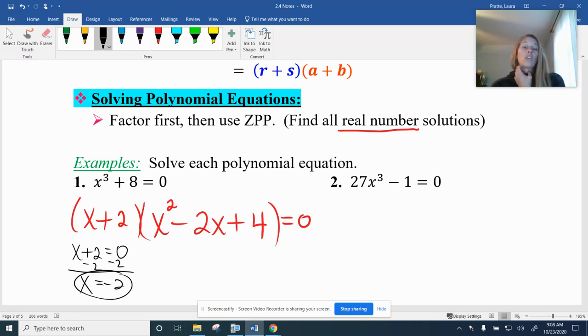Well, now you have this trinomial here. It's not factorable because there's no numbers that multiply to get 4 and add up to 2. But how do we know there's not 2 answers? Now you could do quadratic formula or completing the square, some other method to find those answers, but we only need to find them if they're real.